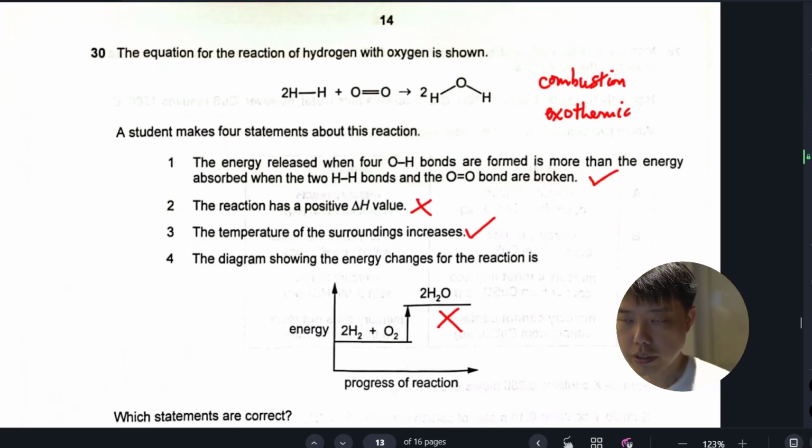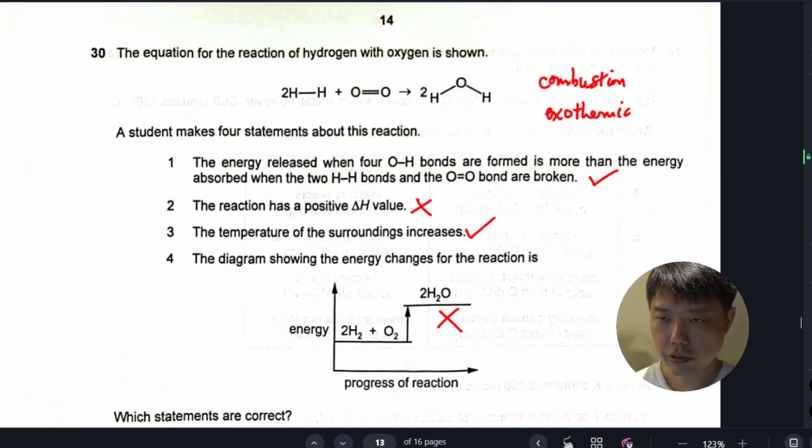Okay, so for question 30, we have a combustion of hydrogen with oxygen. A student makes four statements. The first statement says energy released when 4 OH bonds form is more than the energy absorbed. So this is describing an exothermic reaction. This is absolutely correct. The reaction has a positive delta H. That's not true. Positive delta H is for endothermic reactions.